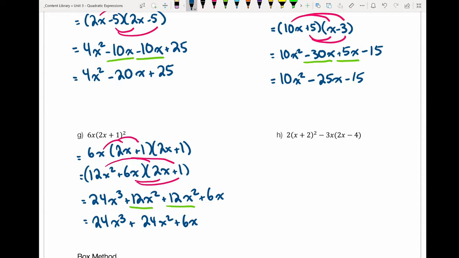Lastly, again, one more example, same idea, just adding layers to it, making it a little bit more complex. Again, we can see a squared here, so I'm just going to rewrite this.